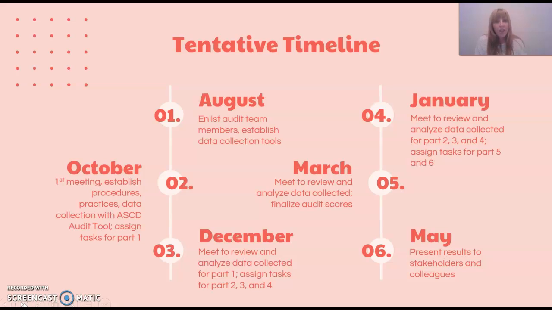In March and also carried over into April, we would review and analyze the data collected for parts 5 and 6, and then we would finalize all of our audit scores. In May, we would begin to present our findings to our stakeholders and our colleagues. We would present the stakeholders with the summary report, and we would present our colleagues with a short presentation and a flyer summarizing our findings and elaborating those findings within those presentations.